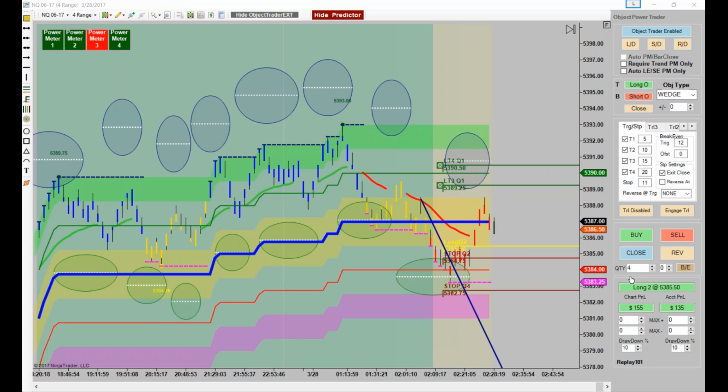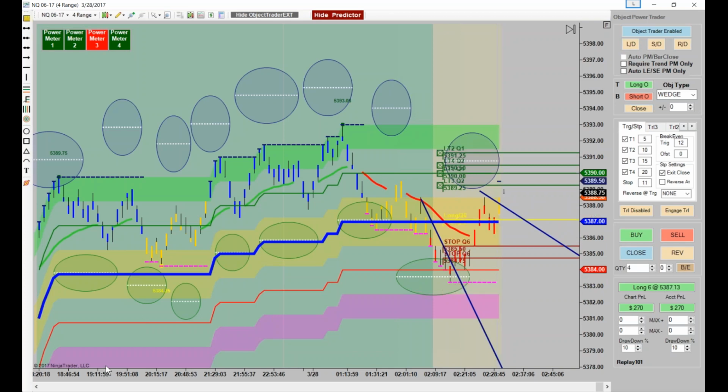Okay, let's see. Now draw a new ray to see if it will fire again with that. Like that. We'll add 4 more if it does. Of course, it may hit that target there. It did. Of course, you might not want 6, obviously. We'll really tighten our stop just in case. Exit on close.